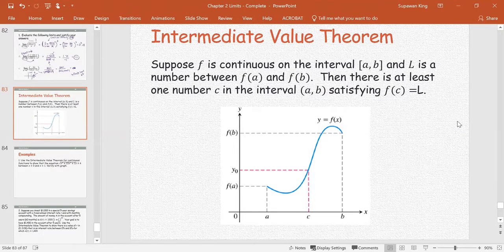Intermediate Value Theorem. Suppose f is continuous on the closed interval [a, b], and L is a y value, a number between the function at a and the function at b. Then there is at least one number c in the interval [a, b] satisfying f(c) equals L.